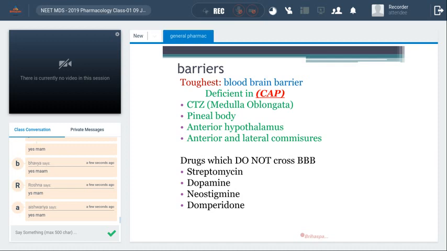So drugs which do not cross the blood-brain barrier whatsoever, the most popular one is dopamine. Dopamine does not cross through the blood-brain barrier, hence we give it in the form of levodopa. So levodopa crosses the blood-brain barrier and then gets converted to dopamine. So treatment of Parkinsonism is not dopamine, but levodopa, because dopamine does not cross through the blood-brain barrier. Other than that, you have molecules like streptomycin. Streptomycin does not cross the blood-brain barrier. So we cannot give streptomycin for CNS tuberculosis, though it's an antitubercular drug.